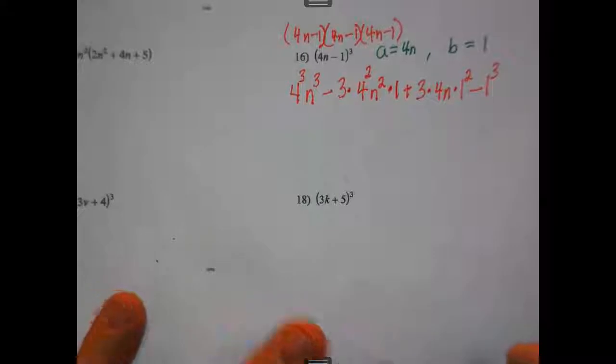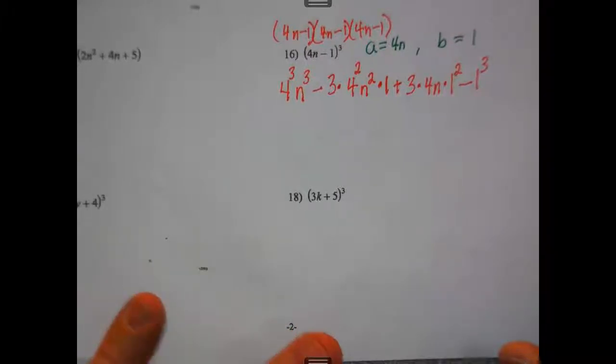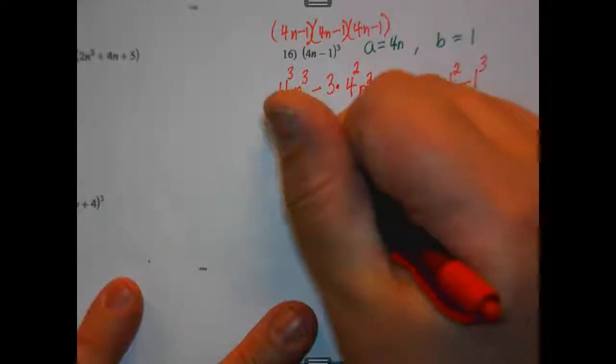Okay. All right, 4 cubed is 60. Is it 64? 64, right?